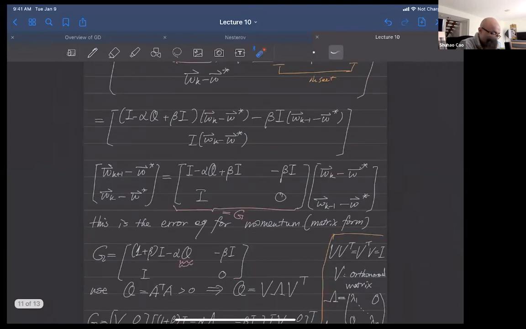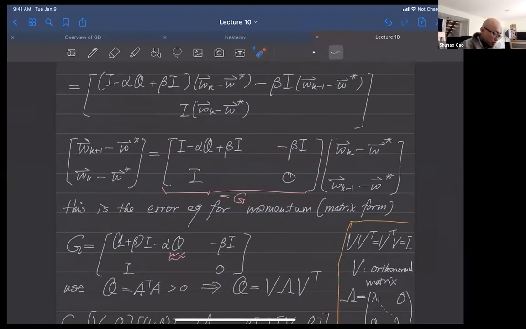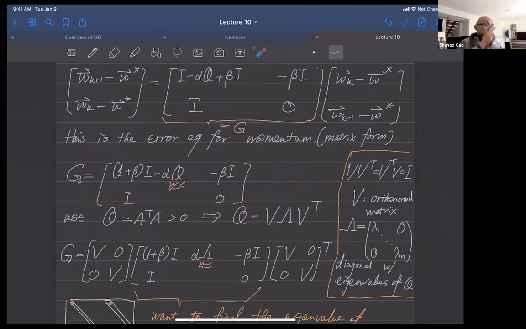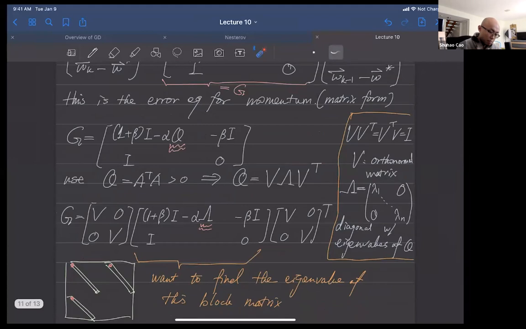Now we want to denote this big matrix as G, and perform a matrix decomposition on it. We make use of Q, our Hessian, which is a positive matrix, and perform an eigenvalue decomposition. Lambda is a diagonal matrix which has all the positive eigenvalues, and V is an orthonormal matrix. It's like in linear algebra, where we learn to diagonalize a matrix and then perform Gram-Schmidt on the matrix formed by eigenvectors.